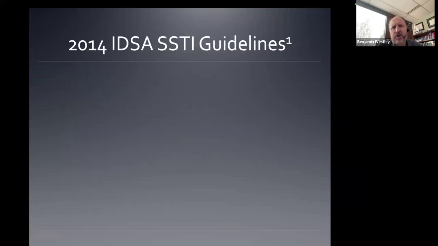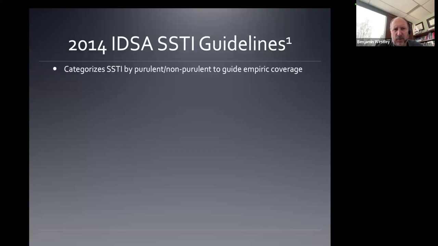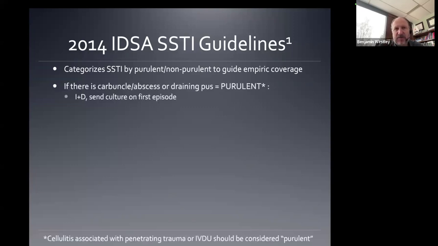So the national guidelines have not changed from 2014, and they still categorize by purulent or non-purulent because, again, you basically do not need MRSA coverage for non-purulent disease. So if there's a draining lesion with pus, that's purulent. And, you know, it's very helpful to culture these on the first episode because if the patient comes back over and over in the following months, they will have the same thing. So culturing it the very first time to know whether it's MRSA or MSSA is very helpful.